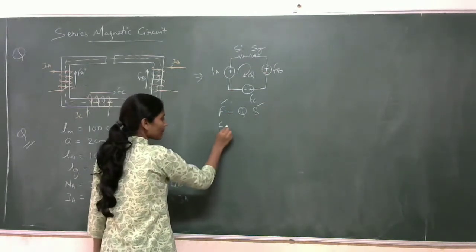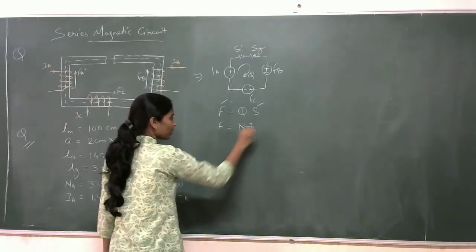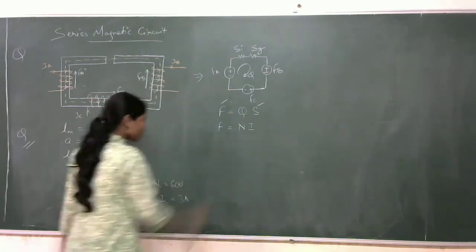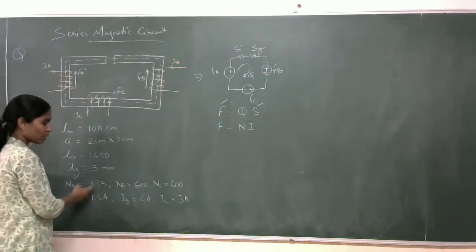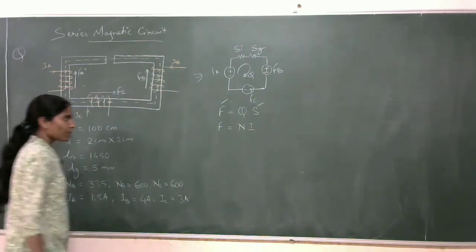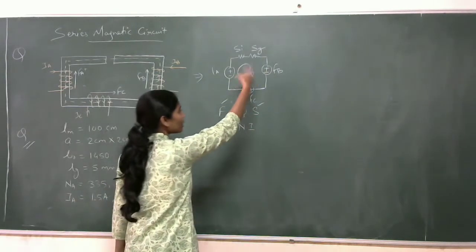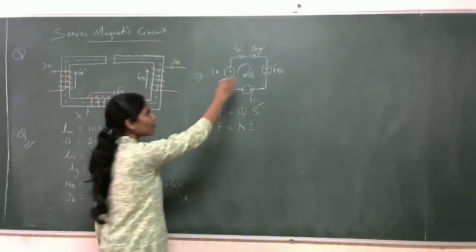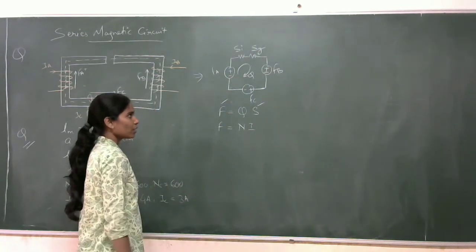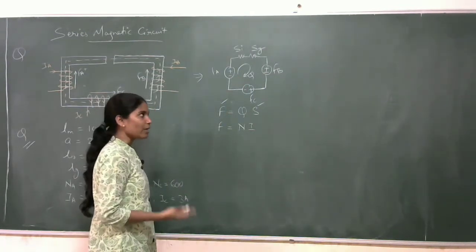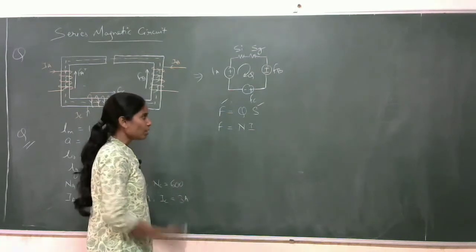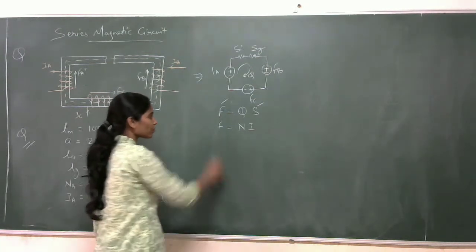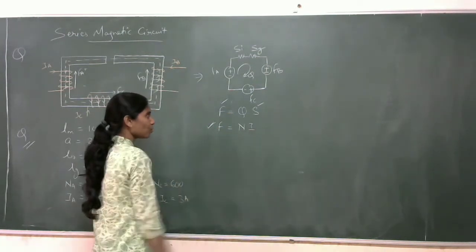So MMF calculation can be done with the help of N into I. Number of turns and current value has been given for each one. But now in this section we are having three MMFs, so we have to take the equivalent MMF by solving it, in the similar way as we used to do in an electric circuit. First we will check the total MMF with the help of N into I.